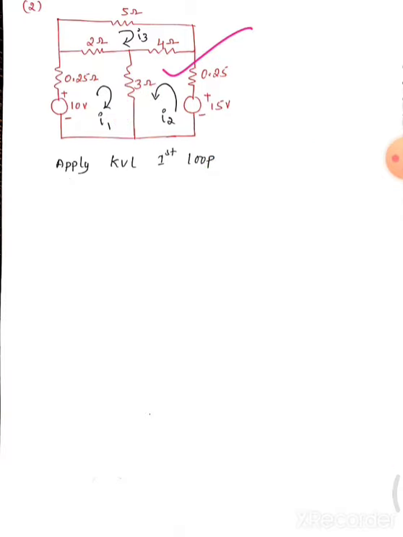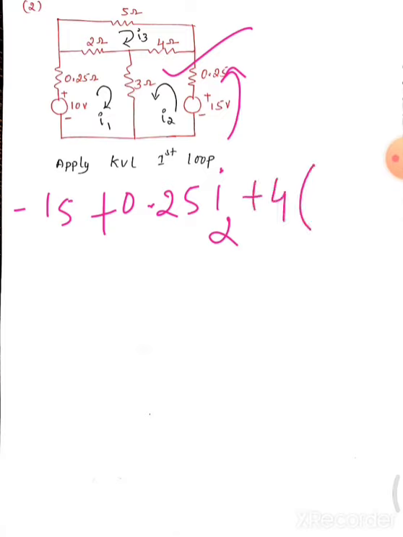You are here now. Apply KVL, starting from this side. You have reached minus 15 plus 0.25 ohm into I2. And now you have come to the 4 ohm resistance. Always prefer to take the resistances as plus.